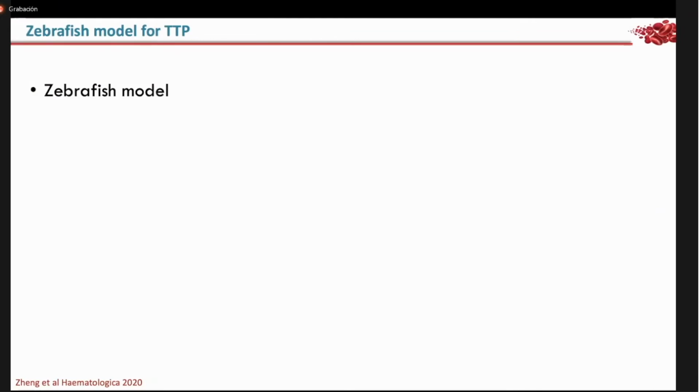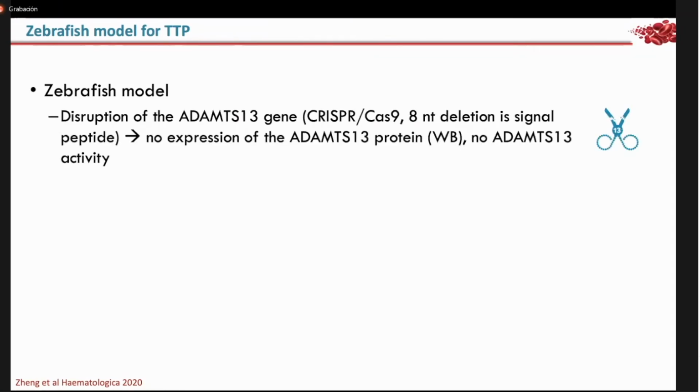The zebrafish model is also an interesting model. The fish can be bred easily, and it's a good model to make a knockout zebrafish. So what did they do? They used the CRISPR-Cas technology to disrupt the ADAMTS13 gene. And when they looked in Western blot, they found no expression of the ADAMTS13 protein, and also there was no ADAMTS13 activity, represented here again by the broken scissor.